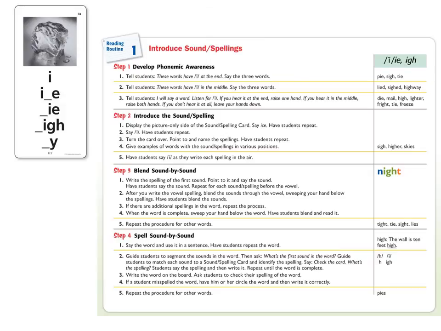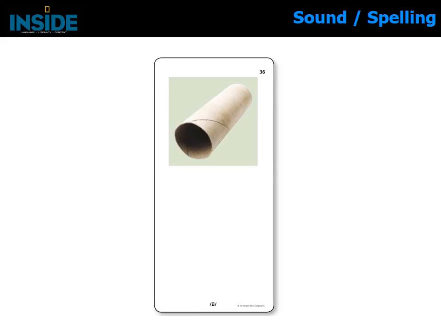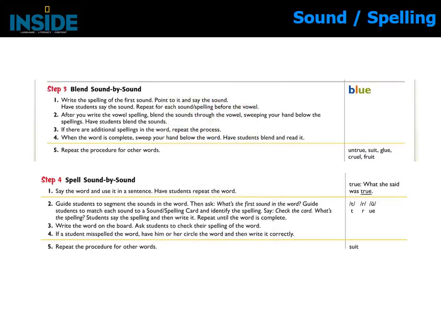At times, students will be learning more than one sound spelling during a lesson, and it's important to remember that you will perform all 4 steps with one sound before moving on to the next sound. Take a moment to read through the instruction for Steps 3 and 4. As you can see, Inside provides a step-by-step script that teaches students how to blend and spell sound by sound.